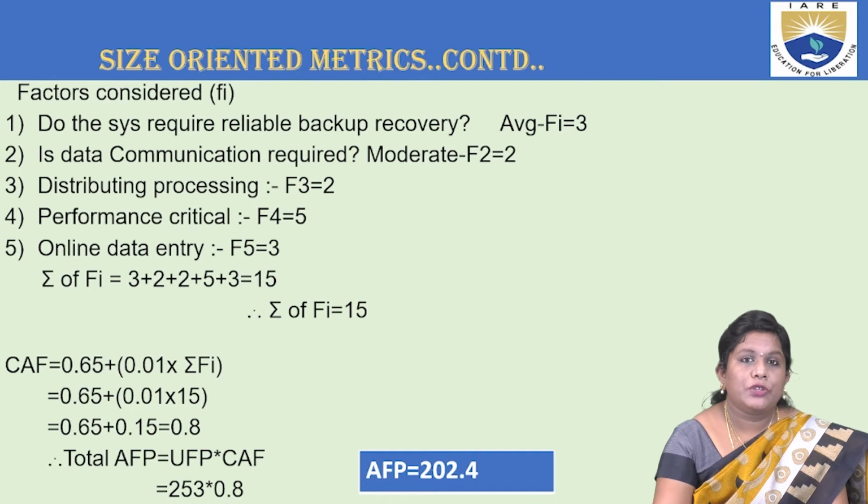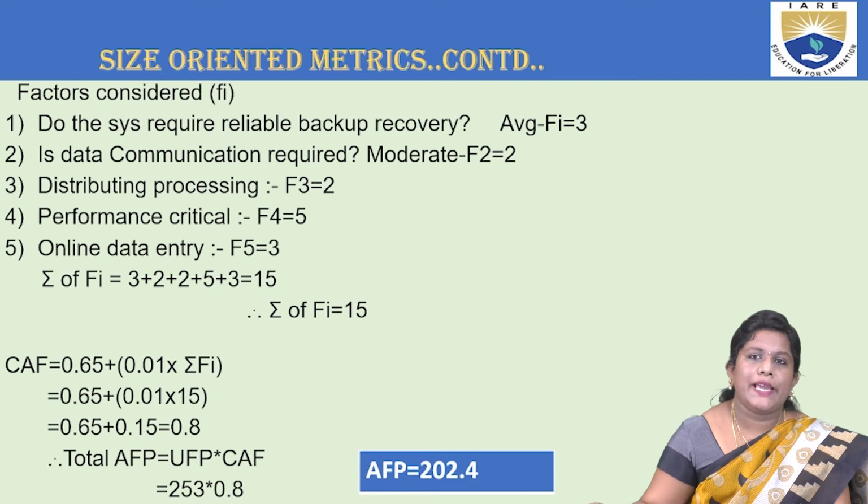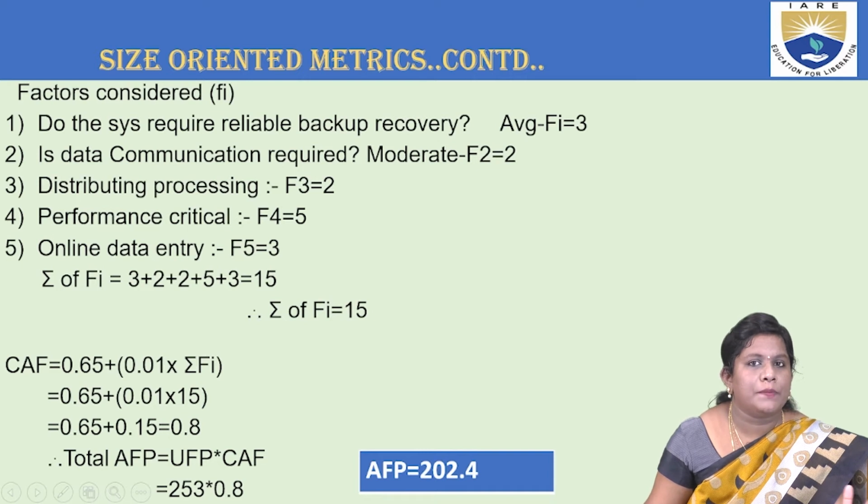Now, coming to the factors that are considered. Let me tell you, the 5 factors that are present before you are just the major factors given by an individual. These factors can be 5, can be 10, can be 15. It depends on the project that you are working on, right? So, these factors are nothing but Fi. Your first question is, does the system require reliable backup? If my answer is average, where is your average lying? It is lying on the scale of 3. So my F1 value becomes 3.